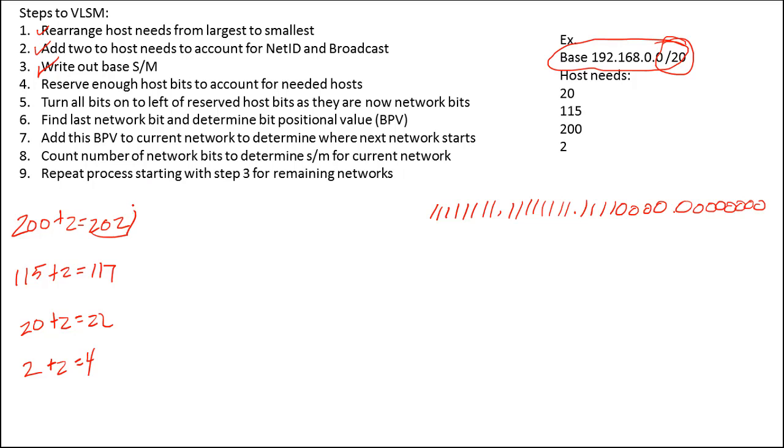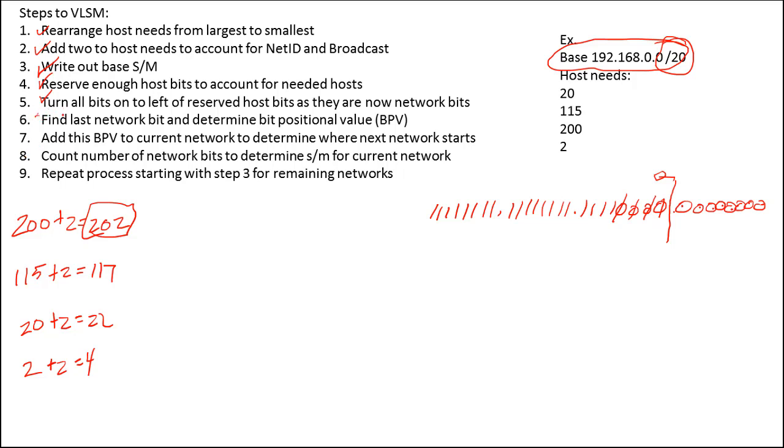This time we're reserving enough host bits, so we've written out our base subnet. We're now on step 4 to account for host bits to account for 202 addresses. So if we start here at the far right, reserve 1 bit, that gives us 2. 2 bits gives us 4, 8, 16, 32, 64, 128, 256, and that's enough. So we draw our line, everything to the left gets turned on. Then we've reserved our host bits.